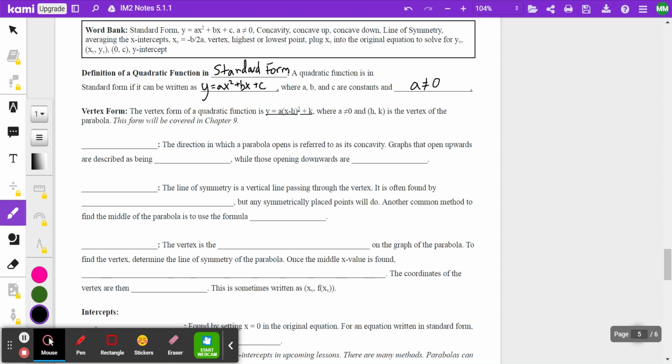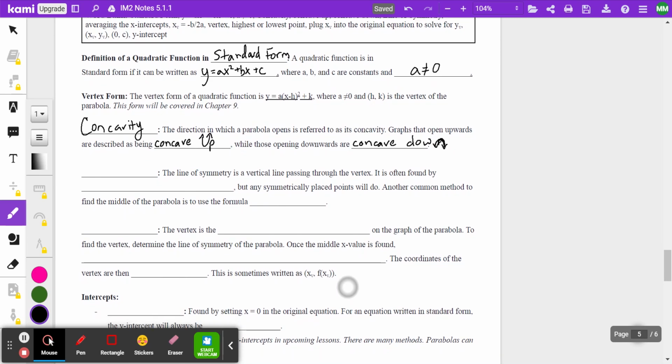Now concavity. Concavity is the direction a parabola opens. So graphs that open up are described as concave up, and those that open down are described as concave down. And you don't have to do those little arrows for your letters, but it helps me remember the difference between concave up and concave down.